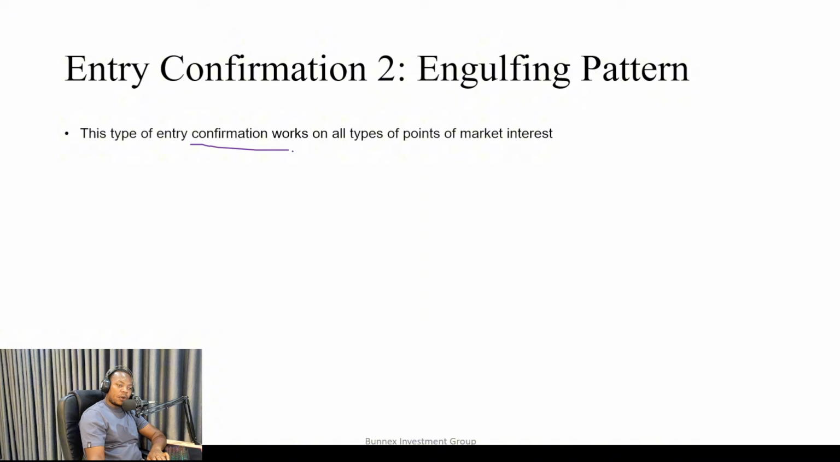Entry confirmation 2 is the engulfing pattern, which is basically the use of candlestick reversal patterns. And this type of entry works on all types of points of market interest. It might be the peak formation high or low, or the trend trade, or the zone of market interest, or it might be a trend line that you use, or it might be at the fair value gap that you use. Any type of strategy that you use, this particular entry confirmation will work.